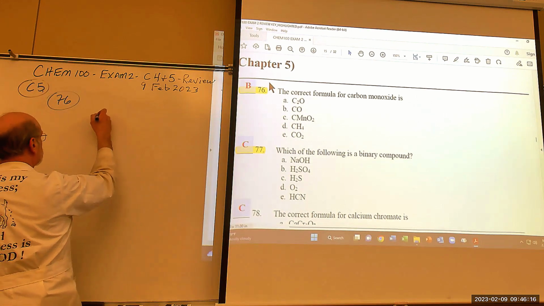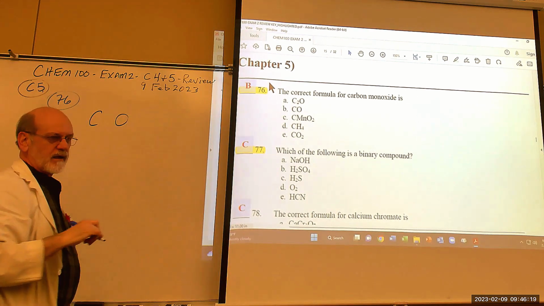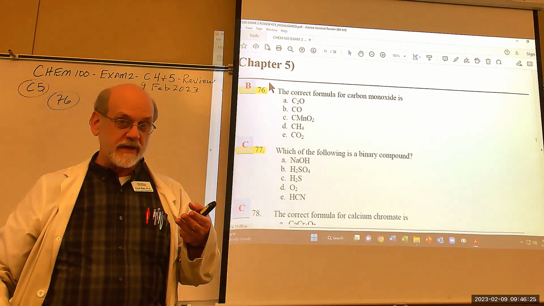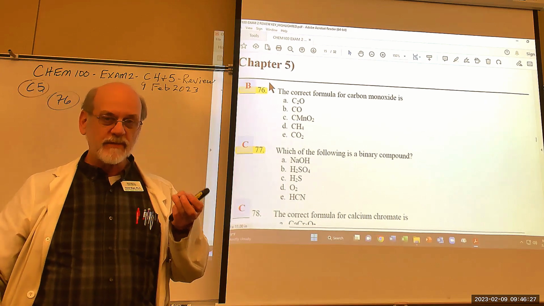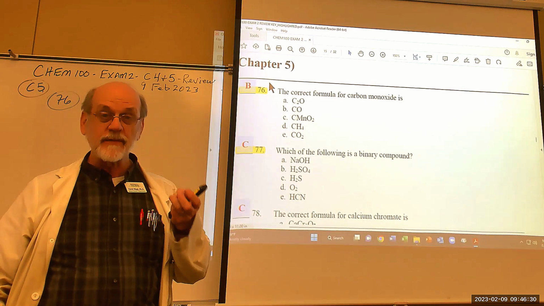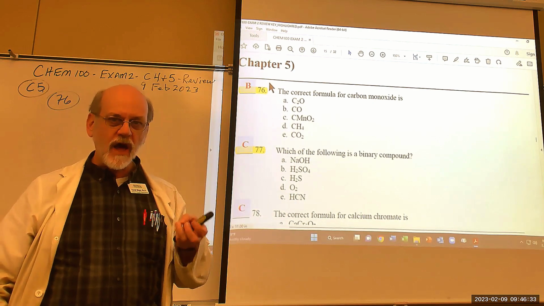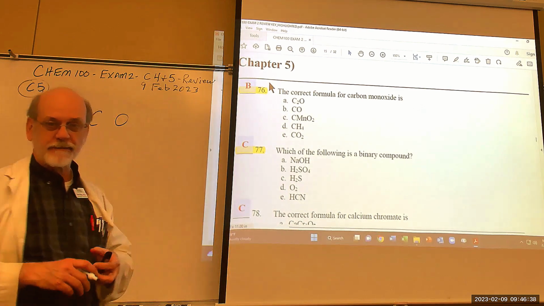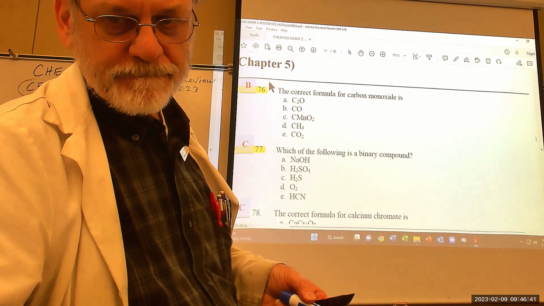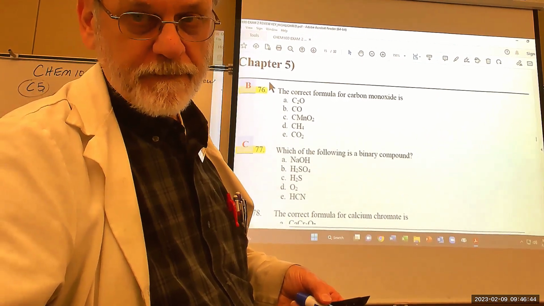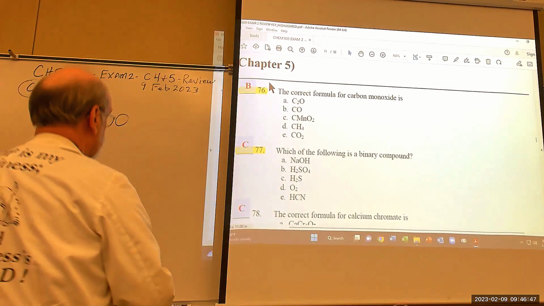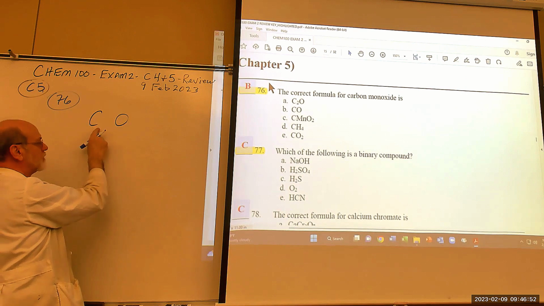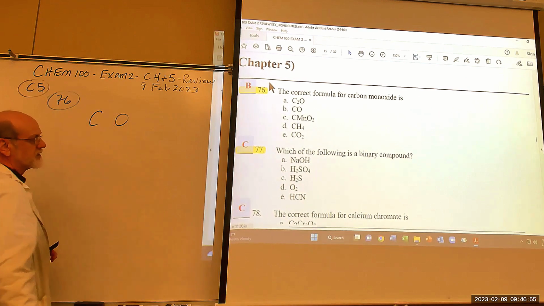The correct formula for carbon monoxide. So if you've got carbon and oxygen, what's the rule? Is that a type 1, type 2, or type 3? It's a type 3 binary compound because both elements are non-metals. That means you just say how many of each one there is. Carbon being the first one, we don't say mono, so there's only one of them. Monoxide means there's one of them, that's it, CO.